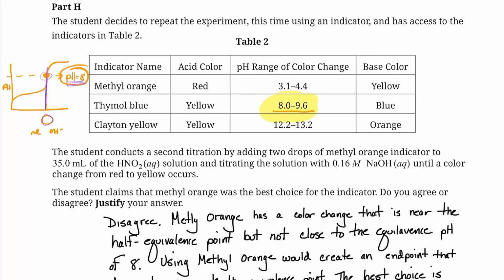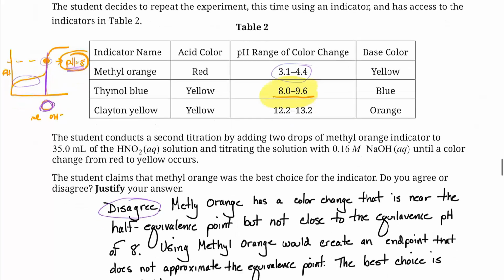So a student conducts a second titration, adding 2 drops of methyl orange indicator, which by the way is going to have a color swing around 3.1 to 4.4. Where is that going to be in my titration curve? Well, that's going to be a place where I haven't completely neutralized the acid yet. We want to completely neutralize to understand where this point was, so I can solve for the volume of base needed. So I'm not even getting to that neutralization point at a pH of 3.1 to 4.4. So I'm going to disagree that we're going to use methyl orange here.